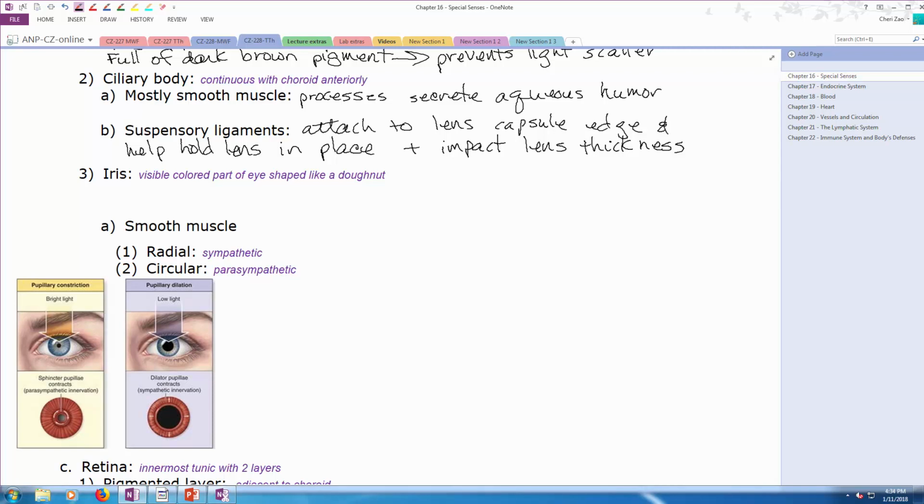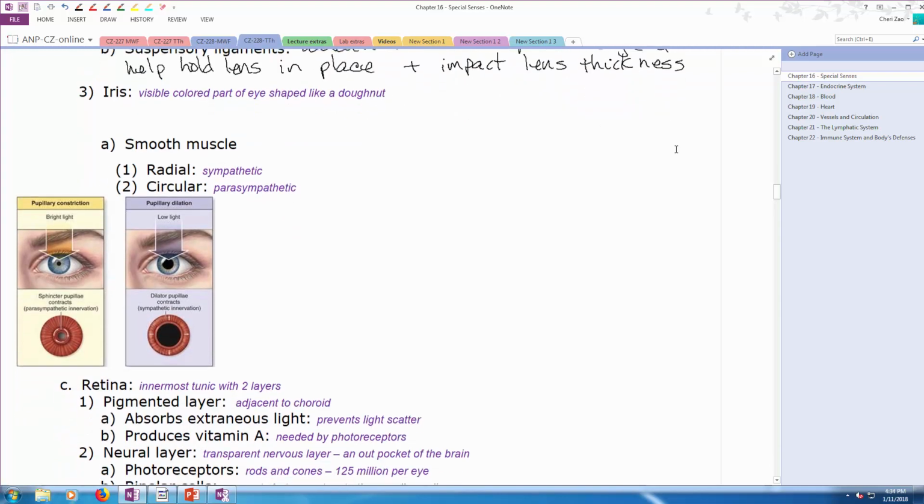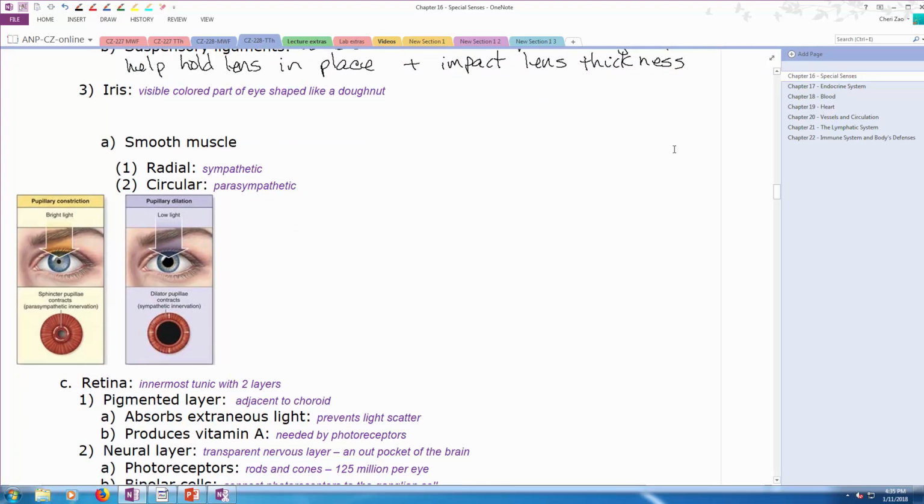The iris, that's the visible colored part of the eye. Anteriorly, it is shaped like a donut. The hole inside that donut we know is the pupil. And the color of the iris is directly related to the amount of dark brown pigment.